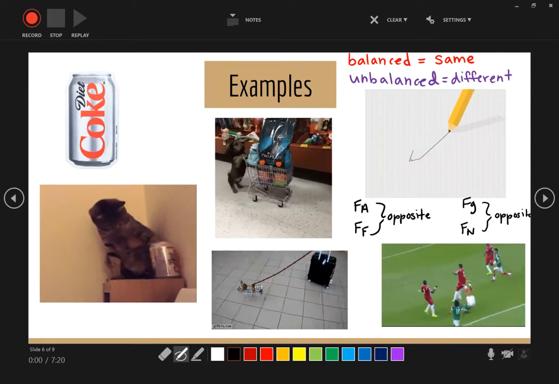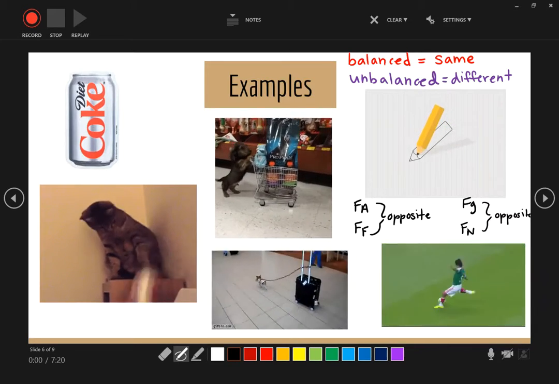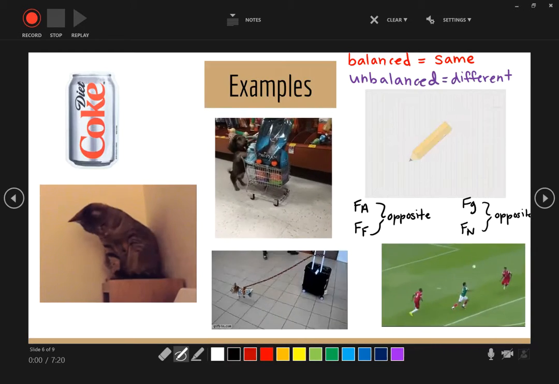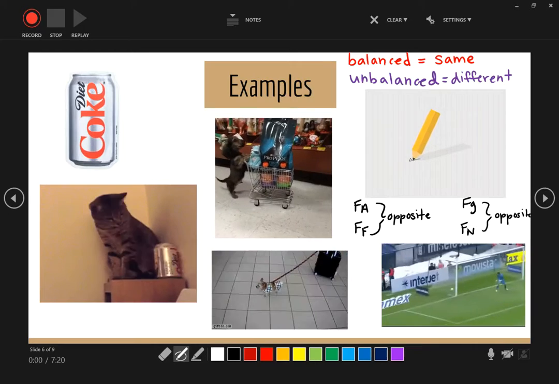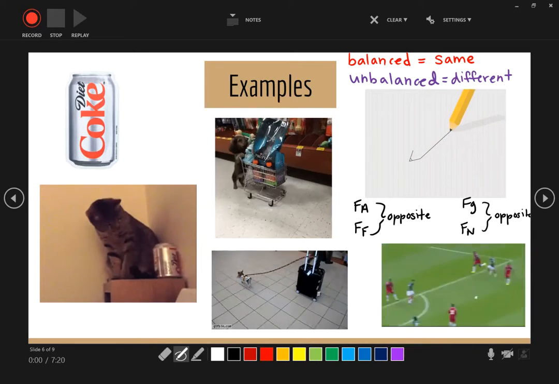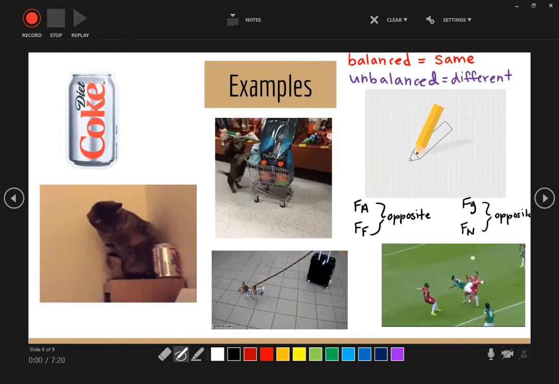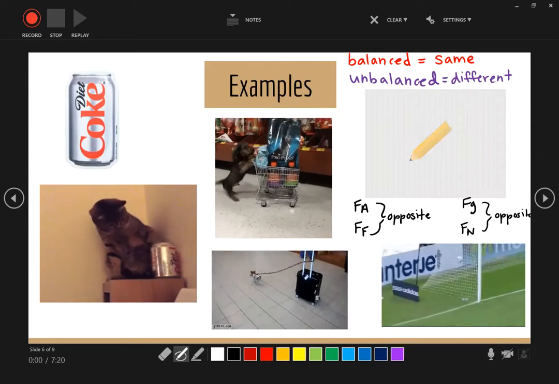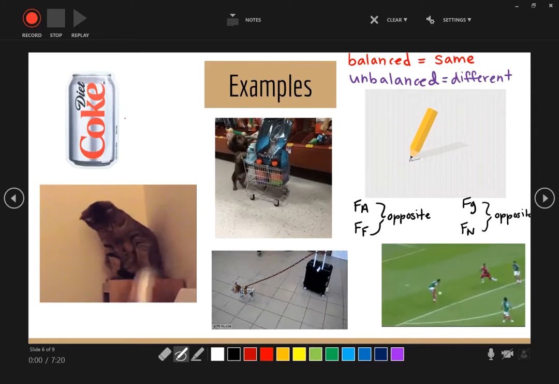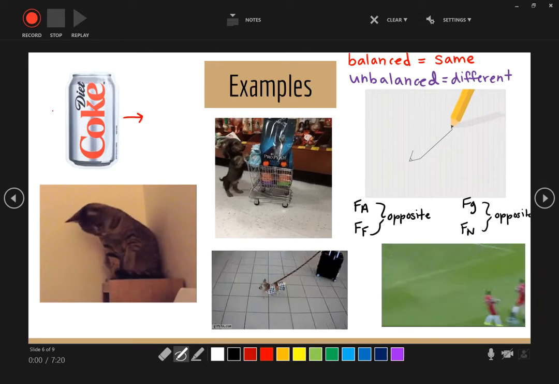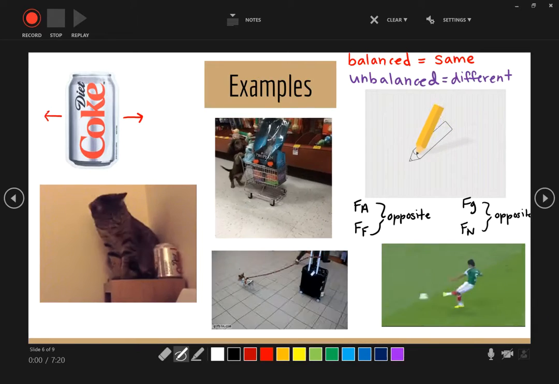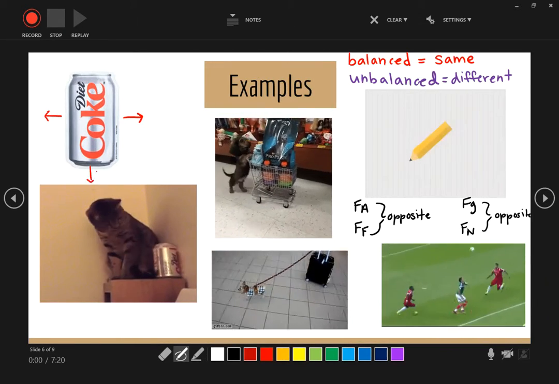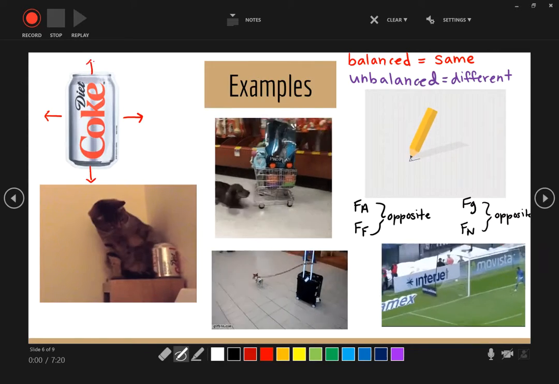All right, so as we go in and we look at this, the Diet Coke right at the top, that's just sitting there. Are we balanced or unbalanced? We're balanced because it's just sitting there. All right. So they should all be the same size arrow. So I could go in and just draw four balanced arrows to start with.